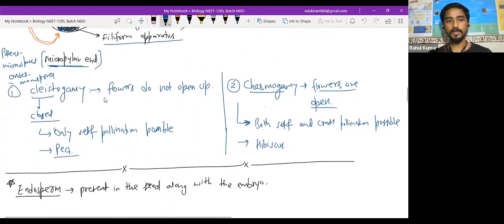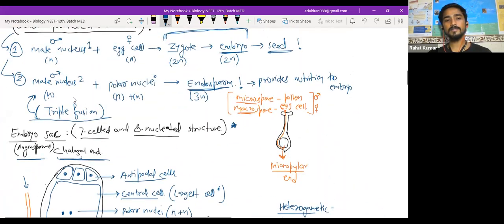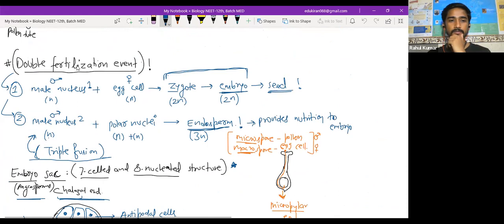And this is where fertilization happens. So the question in entrance boards has come: what is double fertilization event? What is triple fusion? The second fertilization event, which is the male nucleus fusing with two polar nuclei, is called triple fusion because in total three nuclei fuse together to make a 3N endosperm, triploid. This is why it was triploid.